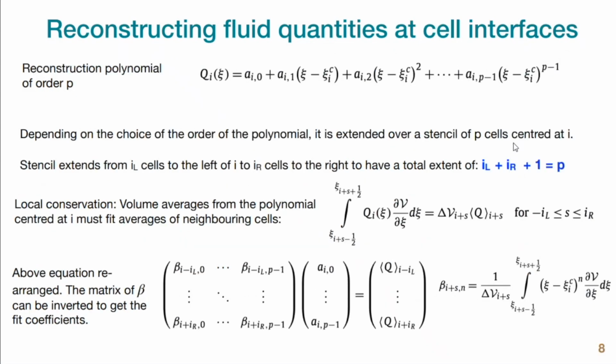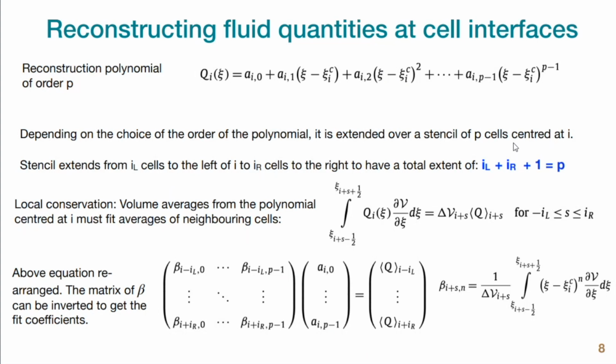Okay, so for example, as I was talking about, it has a stencil of points. So if it's a second order polynomial, then it will have p equals 2. For a generalized polynomial, you have I_L points to the left of the ith cell. So i is the center cell. You have I_L points to the left, you have I_R points to the right, and plus 1. Total number of points makes a stencil: I_L plus I_R plus 1.